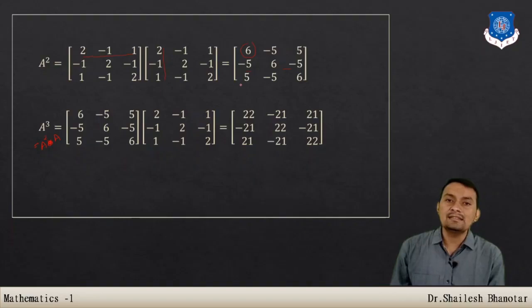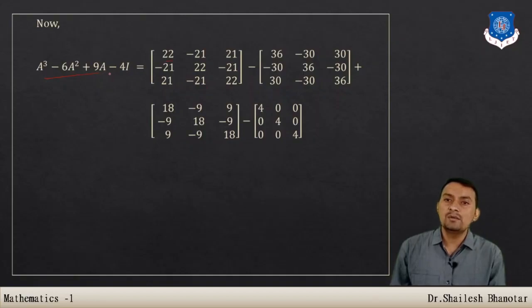That means this is our A square, and A is nothing but this one. When I apply it again, I will get this one. Now A cube minus 6A square plus 9A minus 4I. We have just derived A raised to cube. A square we have already derived, multiplied by 6, so you will get this one. And the matrix A multiplied by 9 with each entry of the matrix, so you will get this one. Minus 4I, where I is nothing but the identity matrix.